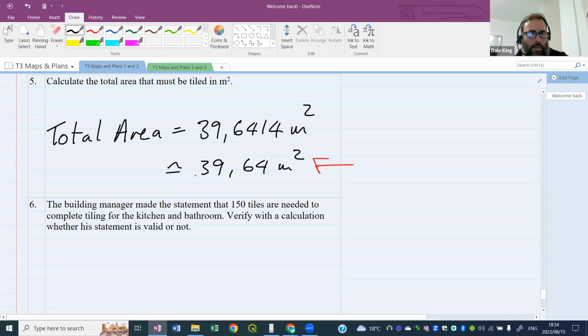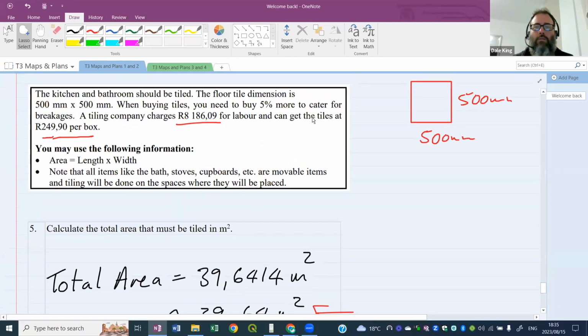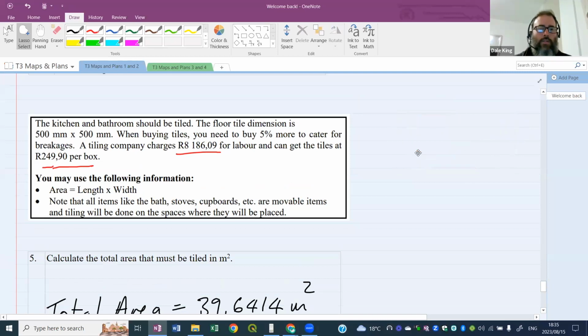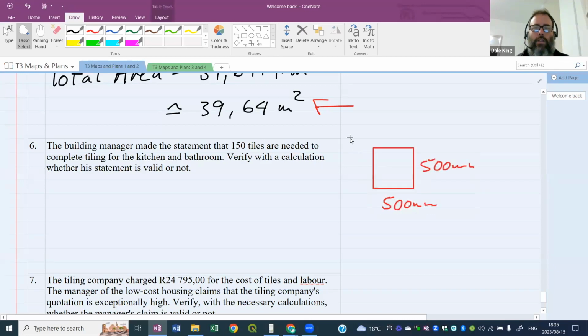All right. Let's read it again. The manager says that 150 tiles are needed. Where's my little diagram? Maybe that's confusing you. I'll bring my little diagram down because this is where it's actually going to come into play now. There it is. There's a tile. So we're tiling a kitchen and a bathroom. And the area for the kitchen and the bathroom is here, 39.64 meters squared. This is a tile that we're going to use to tile this area. The tile is 500 millimeters by 500 millimeters. They want to know, will 150 tiles be enough? Because someone says it is, we've got to verify if it's enough or not. Will 150 tiles, there it is on the right-hand side, be enough for this area?